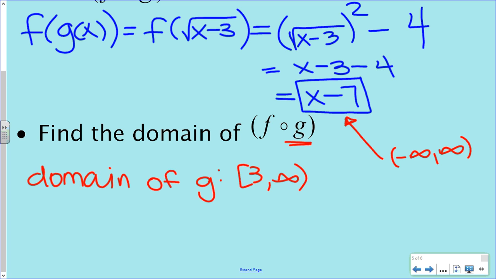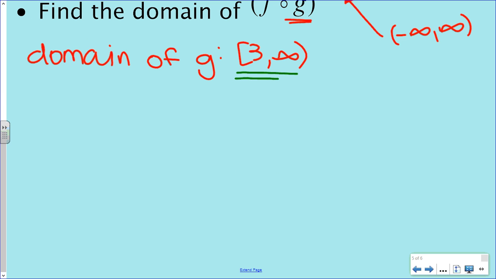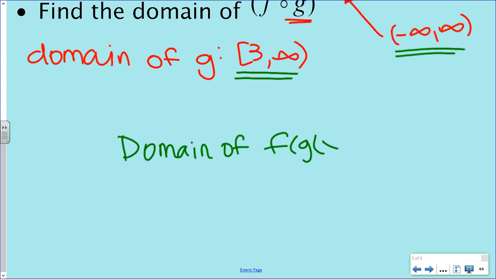But to get there, we have to plug into g. So since g is restricted, we have to take that into consideration. So we're going to look at both of these domains and see where they overlap. They overlap at 3 to infinity, so that's what we're going to go with. Now sometimes it could be the other way around. The composition is more restricted than g. Still want to go with where those two overlap.